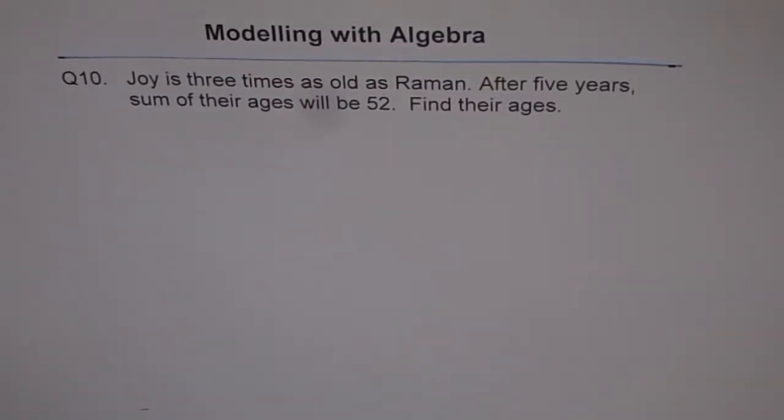Modeling with algebra, question 10. Joy is 3 times as old as Raman. After 5 years, the sum of their ages will be 52. Find their ages. So you know how to solve these kinds of problems. We've already done 9 of them, right?